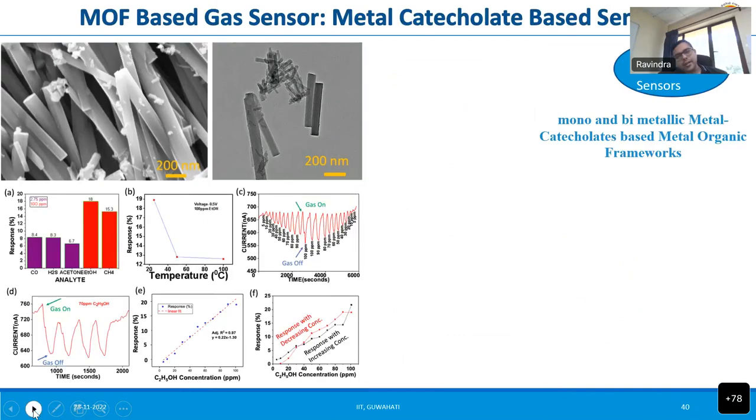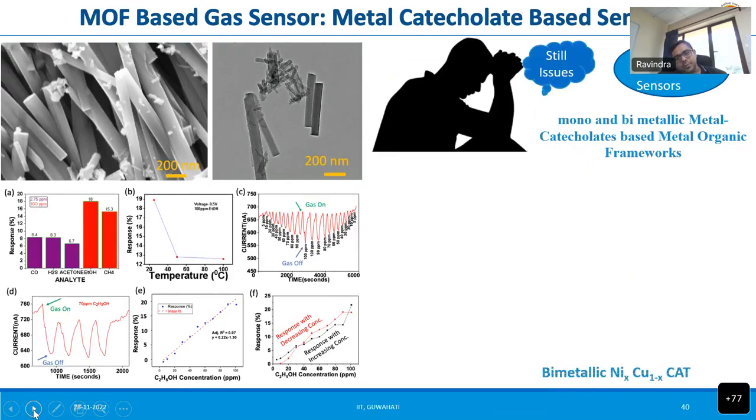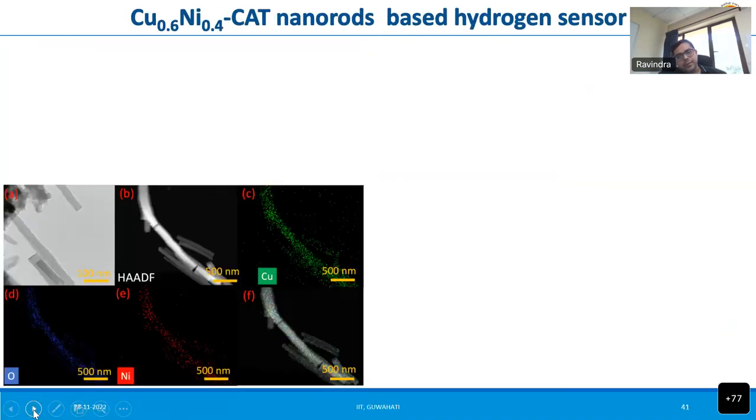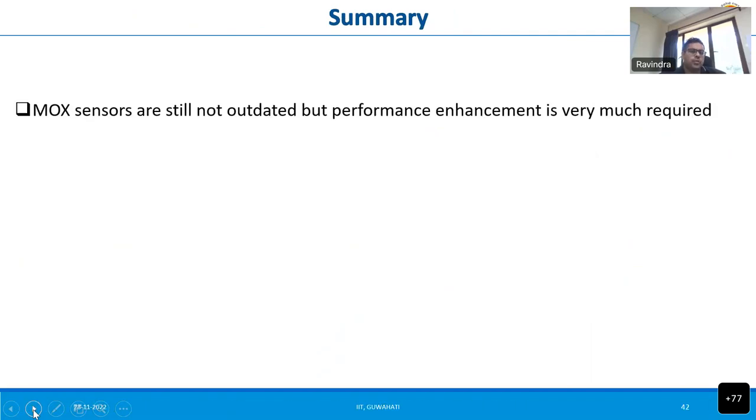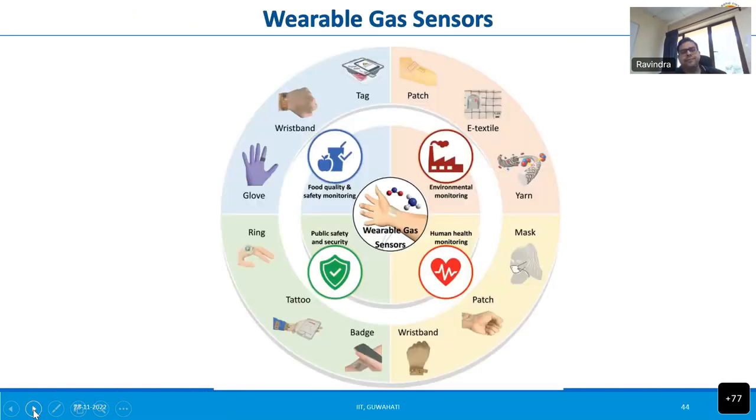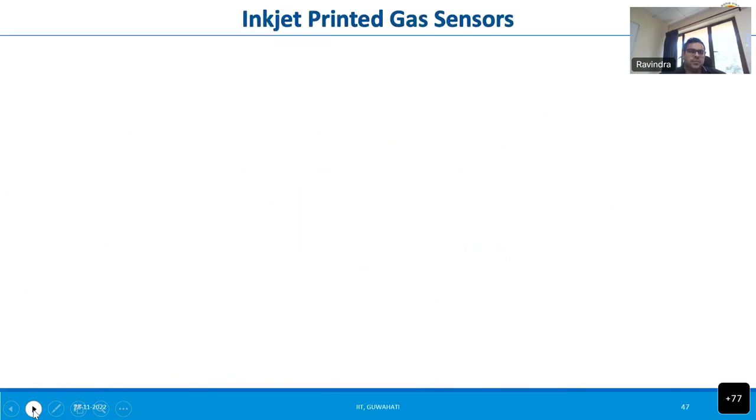And metal organic frameworks is one of the solutions. People are working in this direction. I will not discuss it, but our group is also trying to jump into this area. We have synthesized some bimetallic MOFs which were sensitive to some gases, but they had some other issues, like they had some good pores, so they will try to store gases. We don't want that. We have to tune the porosity and other things of these materials. So I will skip this because we don't have time.